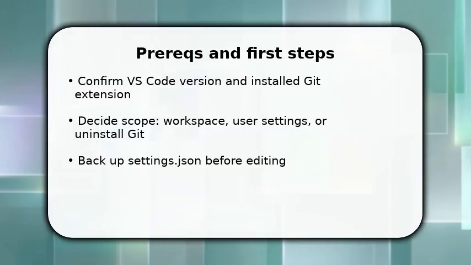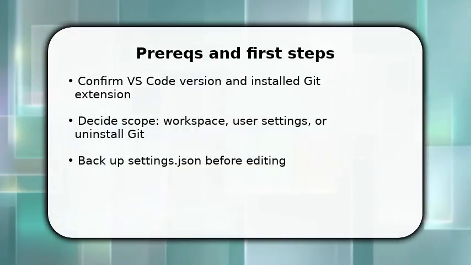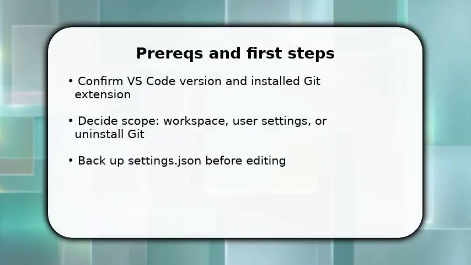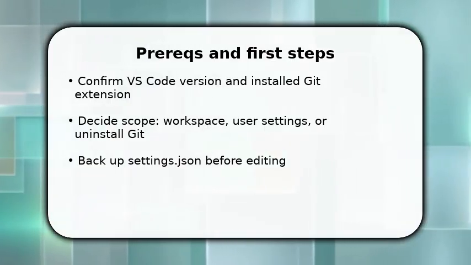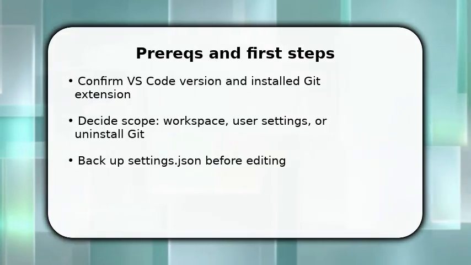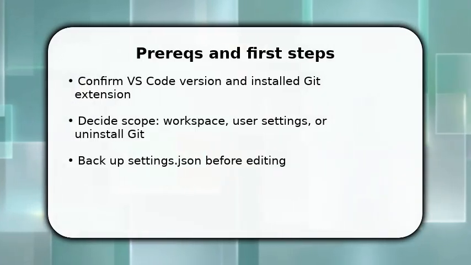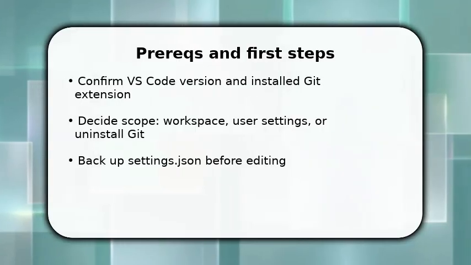You start by confirming prerequisites. Make sure VS Code is up to date and note whether Git is built in or provided by an extension. Once done, decide the scope. Do you want to disable Git for a single workspace, for your user account, or remove Git integration entirely? Make sure to back up your settings.json so you can restore quickly.